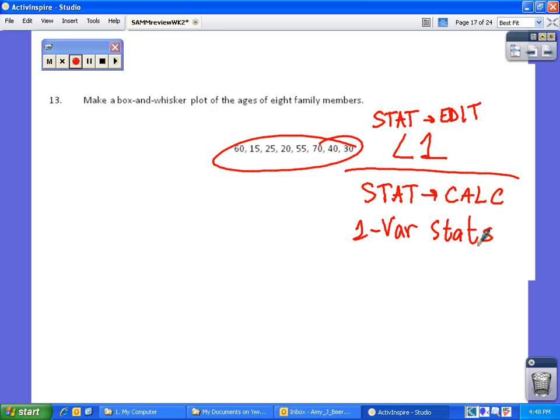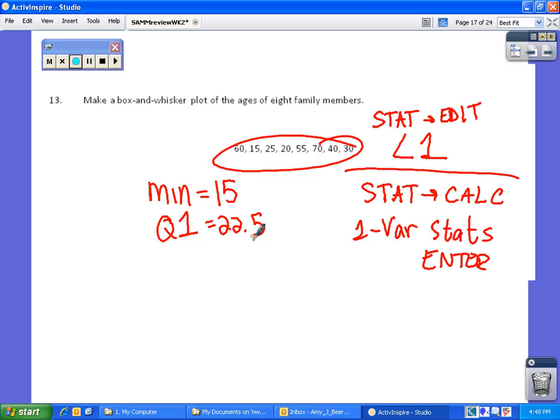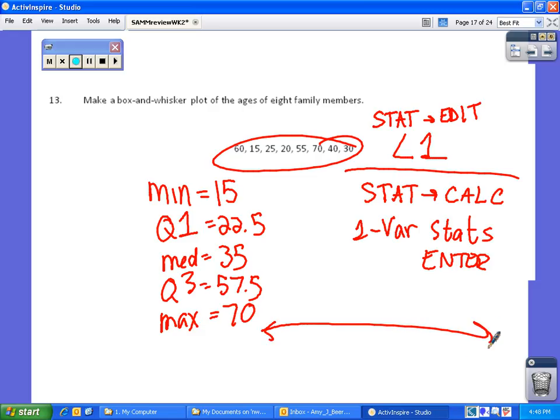If you scroll down to the bottom, it gives you your big 5, so to speak. I found that my min was 15, Q1 was 22.5, the median was 35, Q3 was 57.5, and the max was 70. Make sure you draw your axis first. I'm going to go up by tens. As long as you go up by a reasonable number, you're golden.